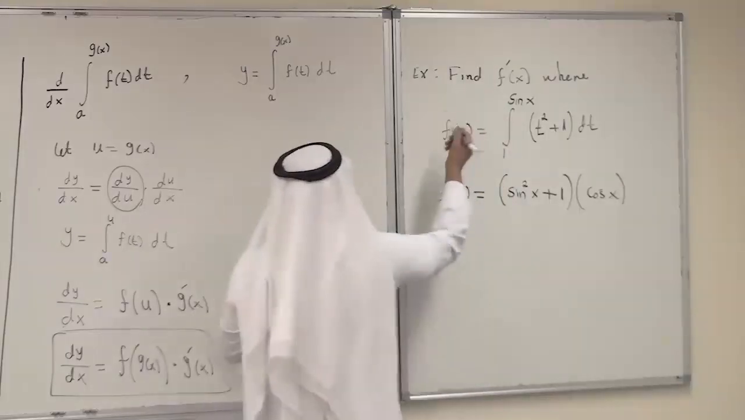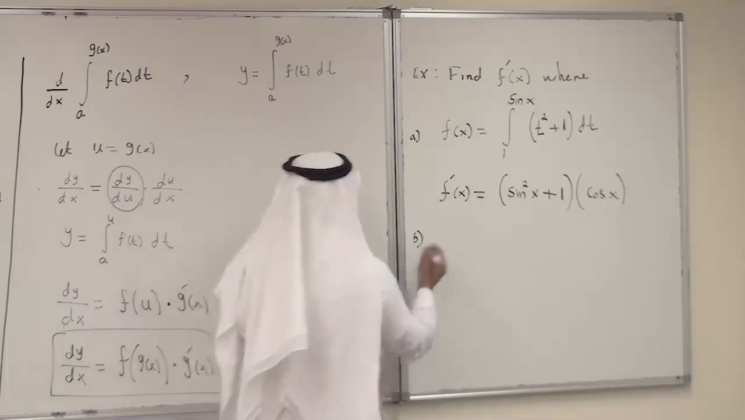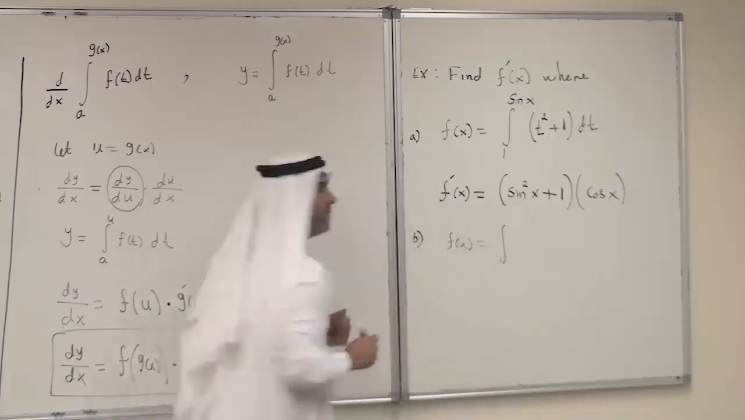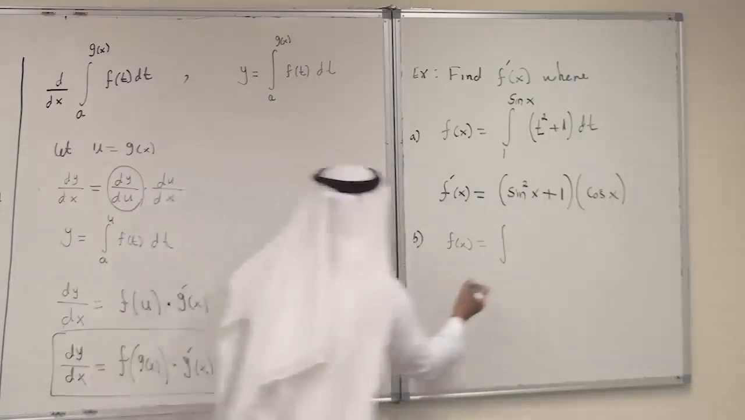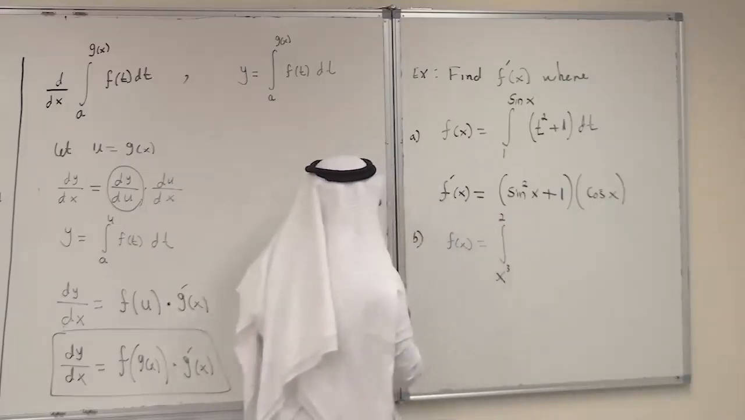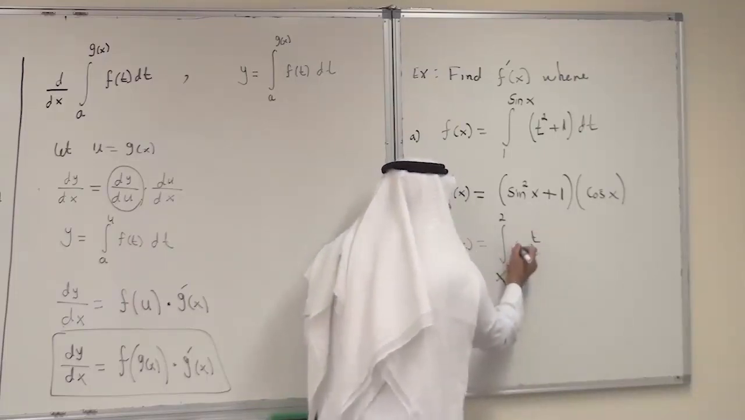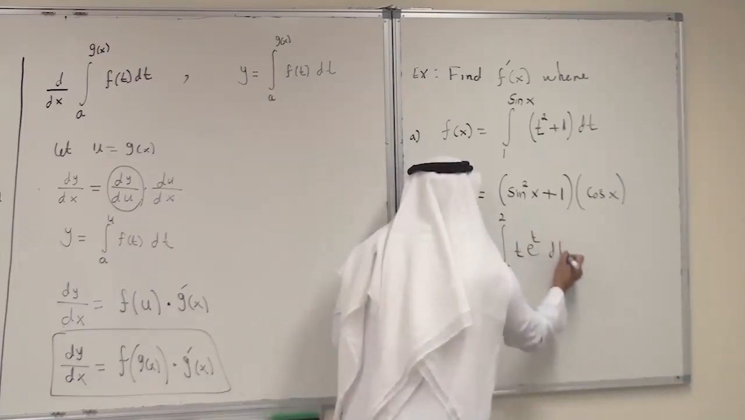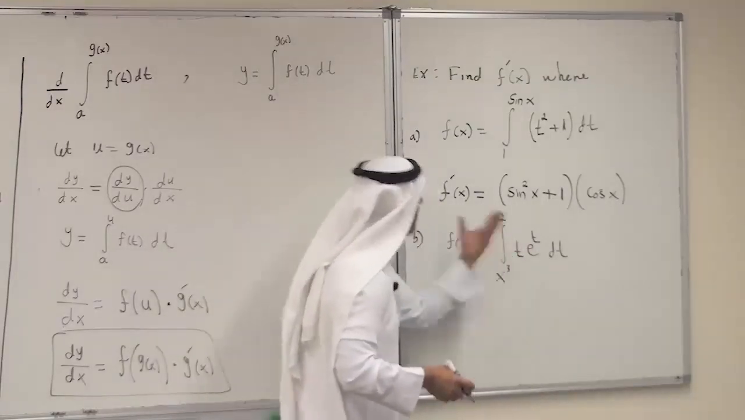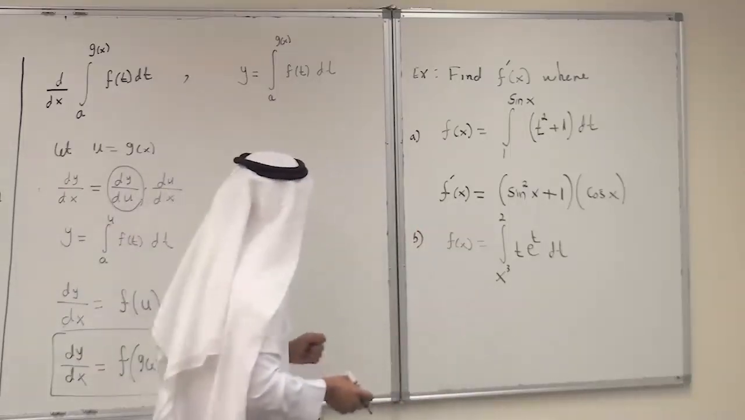Let's call this one part A, and let us do another part B here. If f of x is equal to another one, what I will do is write x cubed downstairs and then write 2 upstairs, and then I have e to the power t times t dt. We have a very nice function here, continuous, differentiable, everything we like about it. And we are interested in finding the derivative of this function.